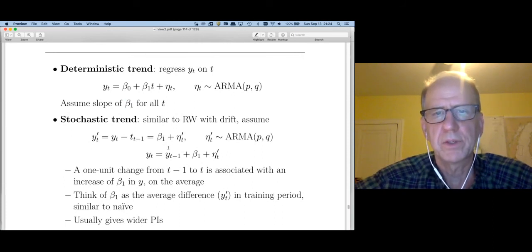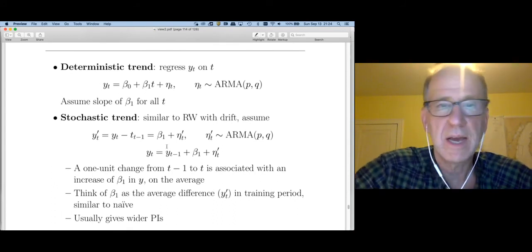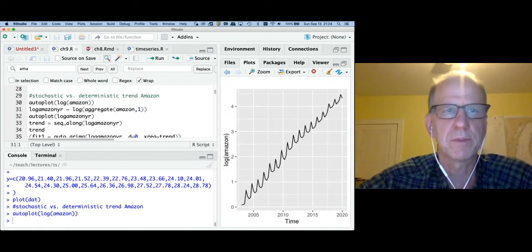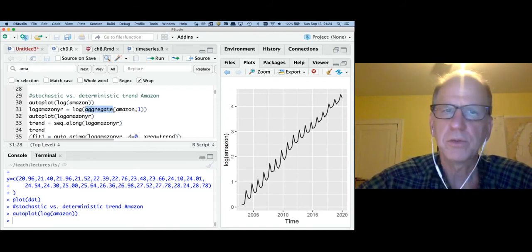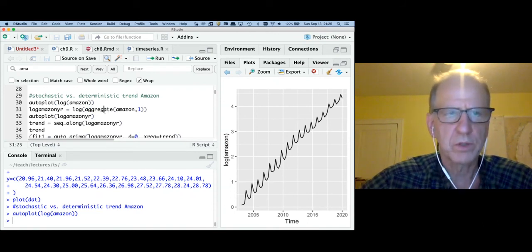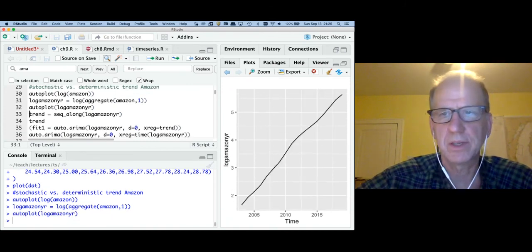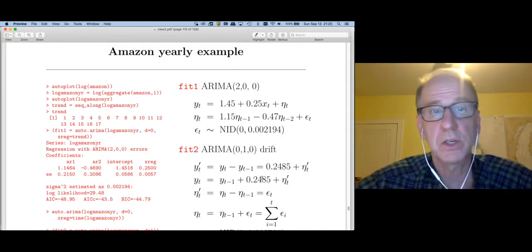What we're going to find, though, is there's additional uncertainty with the stochastic trend, and that gives rise to wider prediction intervals. So let's go take a look at the Amazon data. We've looked at this many times. We're going to log it, and what we see is basically a linear trend. I'd like to get rid of the seasonality, so I'll do that using the aggregate function. We did something very similar back in week 2. Now I've got the log Amazon yearly data, and it looks almost like a perfect linear trend. I'm now going to try both of the models that I suggested on the previous page.